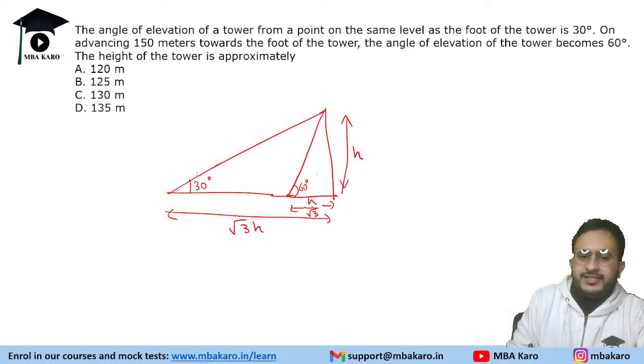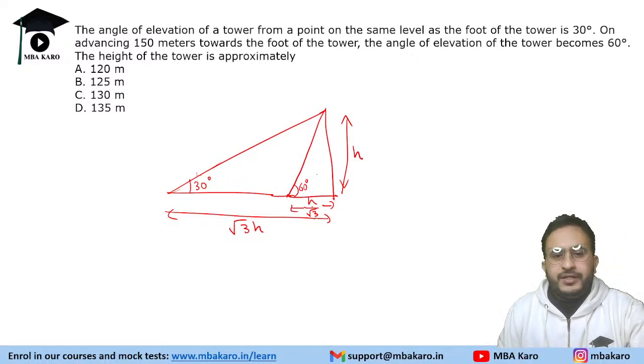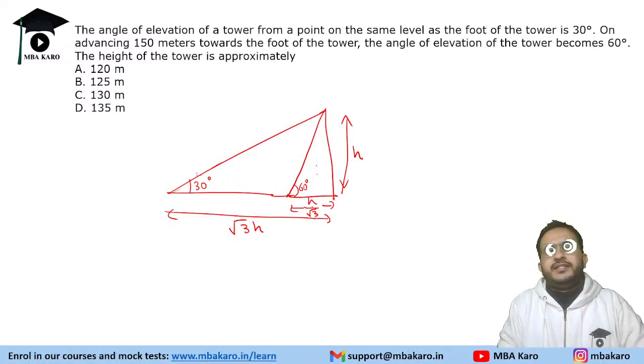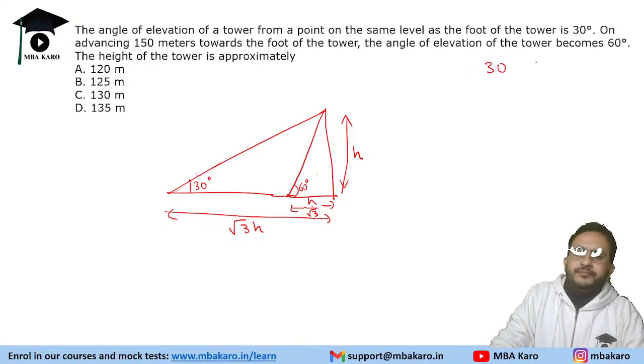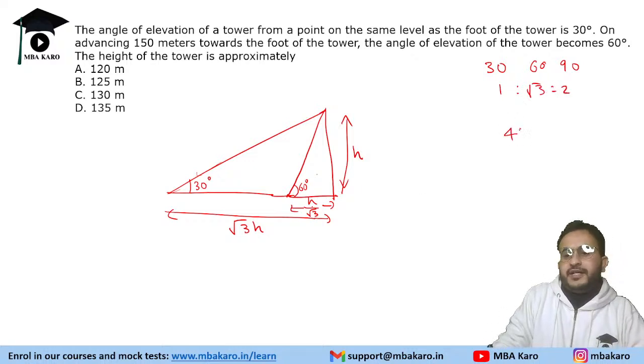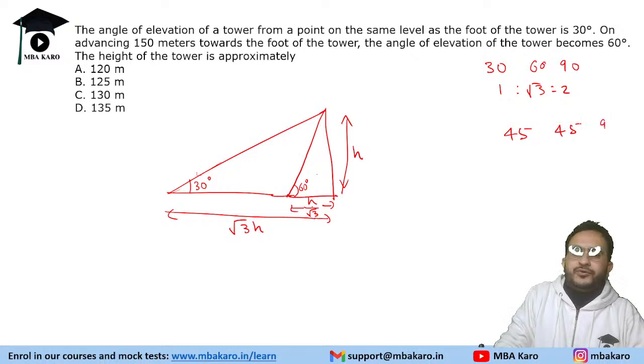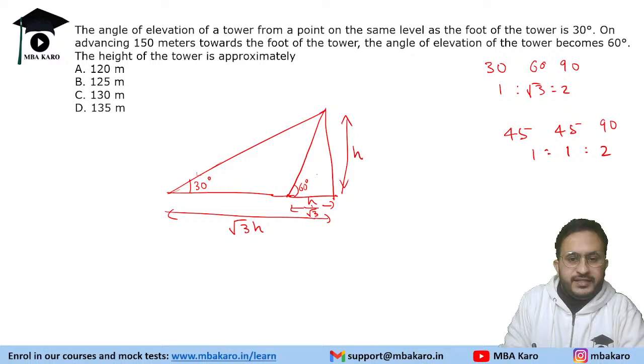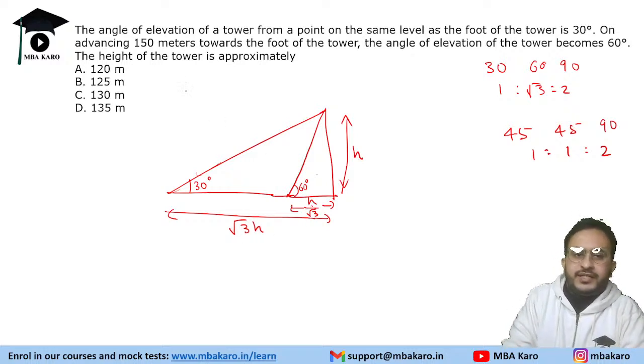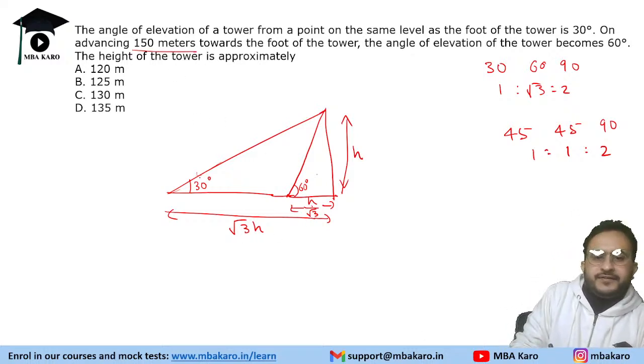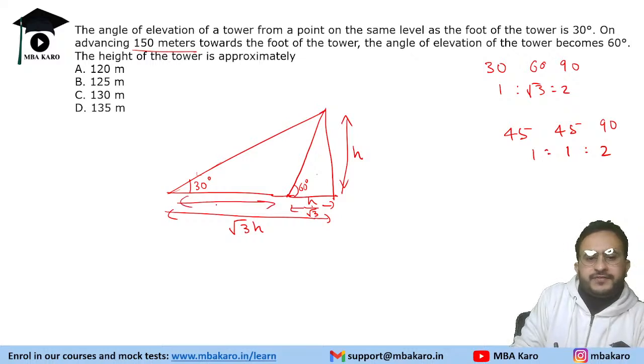Or if you take this distance as x, this will be root 3x, this will be 2x. If you've attempted a few questions on heights and distances, you must be very aware of these three ratios: 1, root 3, 2. And 45, 45, 90 is 1, 1, root 2. So you can easily say that it is h by root 3 and root 3h. Now the person is advancing 150 meters, so this distance is 150.